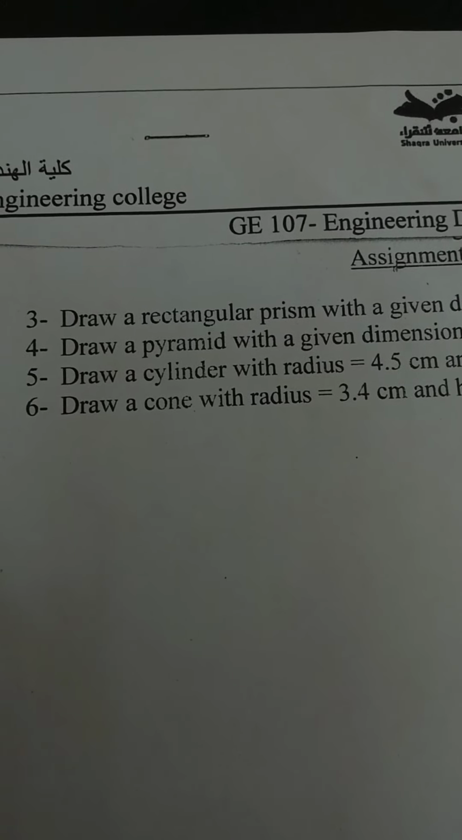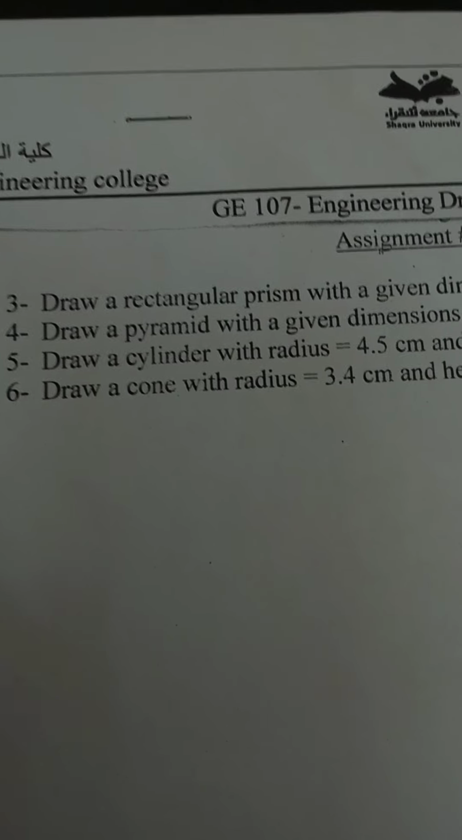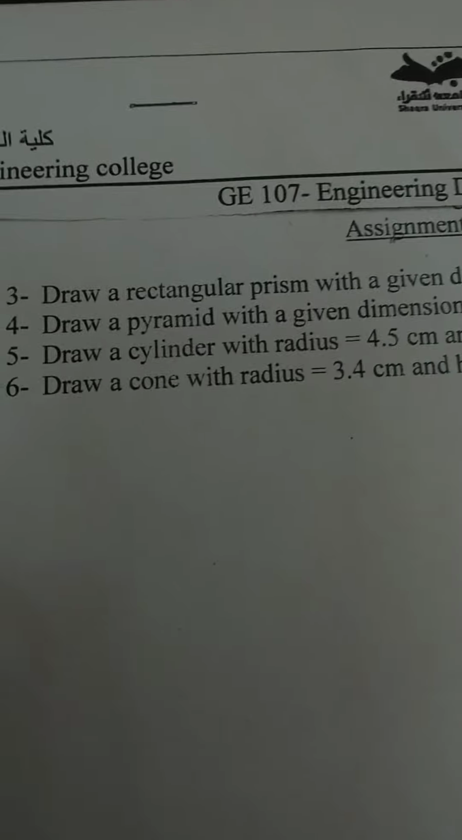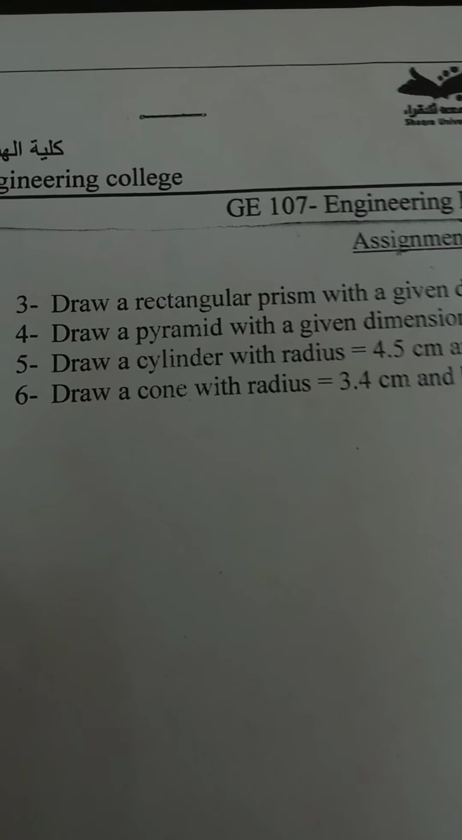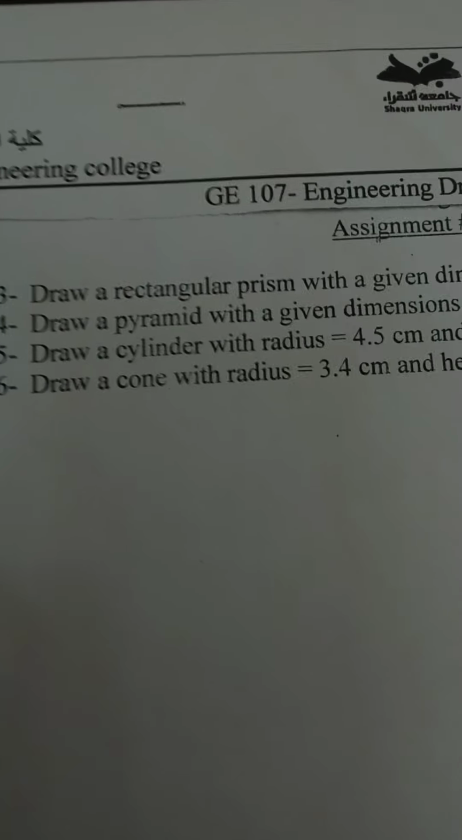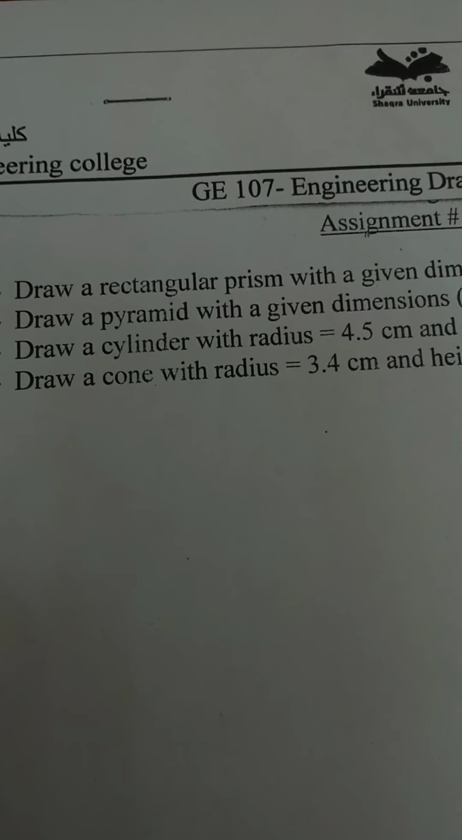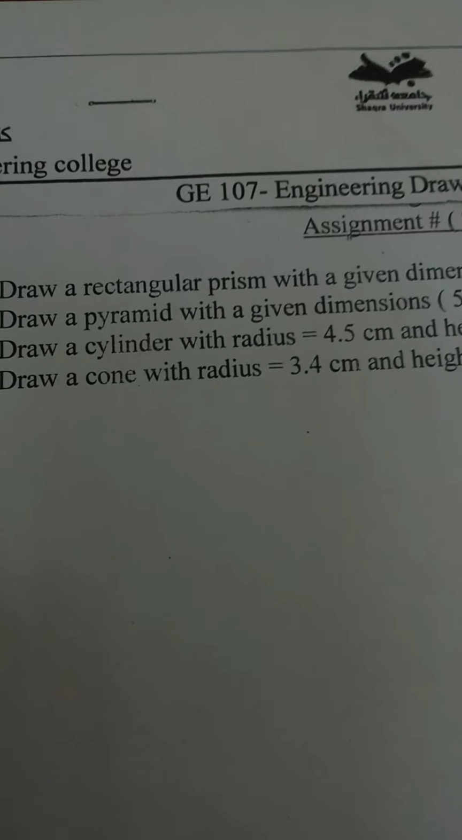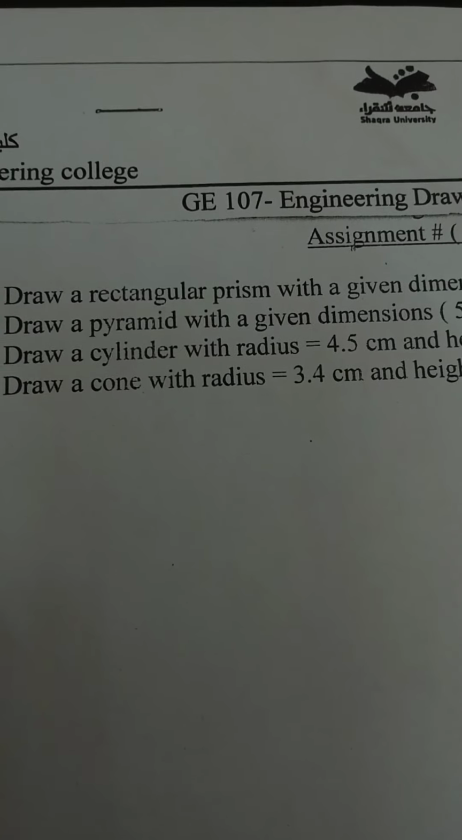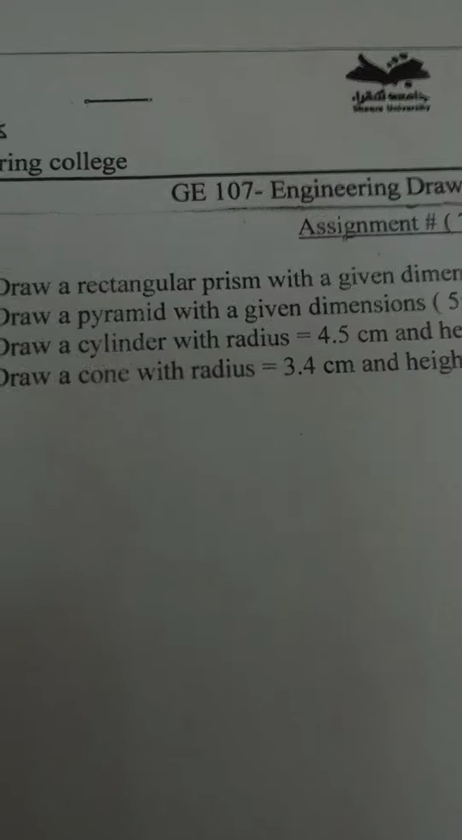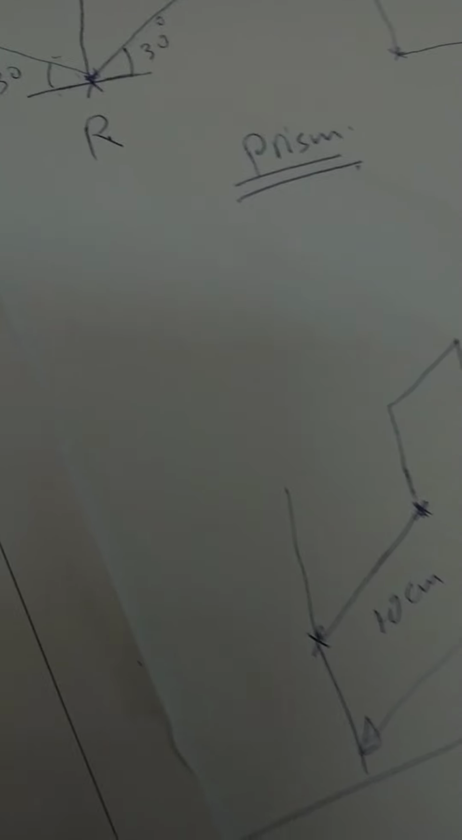All these parts are known as regular pictorials, regular shapes. Regular shapes means that all shapes we find as actual shapes in our life, like a rectangular prism, as we did now and drew it, pyramid, cylinder, and cone. All these shapes are regular for us, so we call them regular shapes.